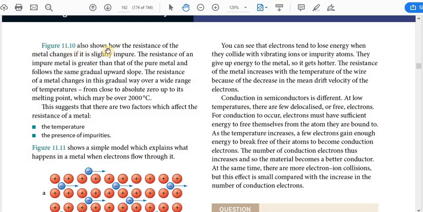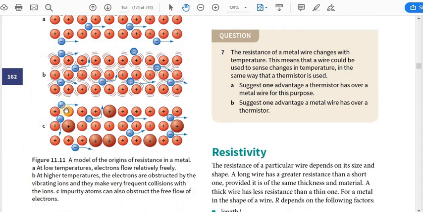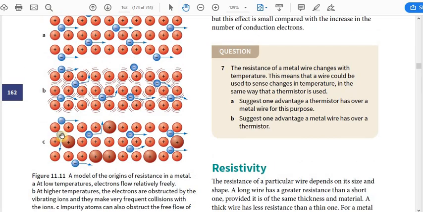Okay, figure 11.10 also shows how the resistance of the metal changes if it is slightly impure. Now you can see this is when it is impure. Impure means it has atoms of other elements in it. Like you see here, these bigger spheres are the atoms of the other elements. So this is an impure metal. Now it hinders the movement of electrons even more. So that's why when a metal is impure, the resistance is higher.